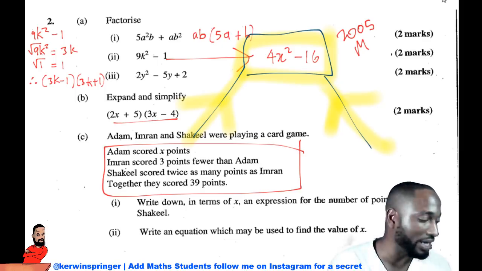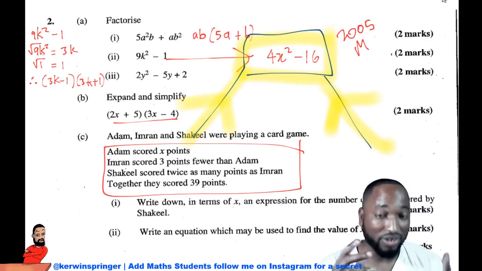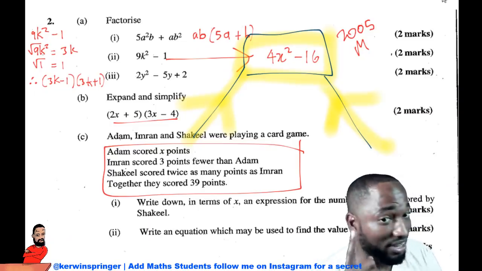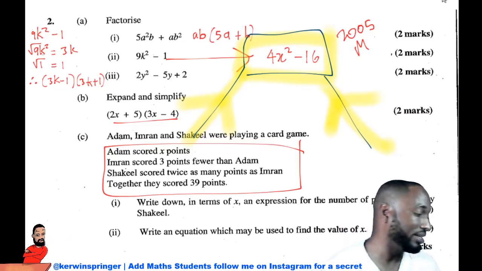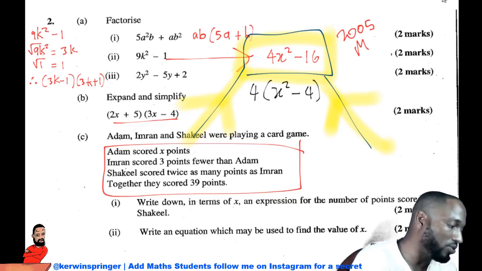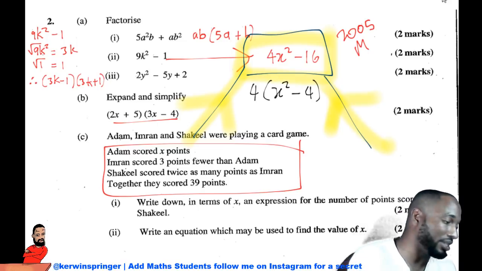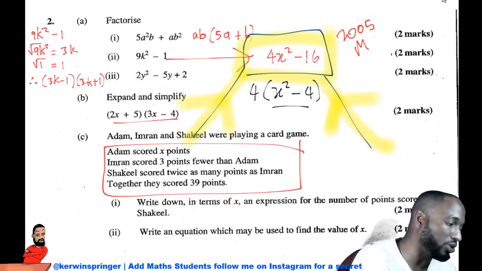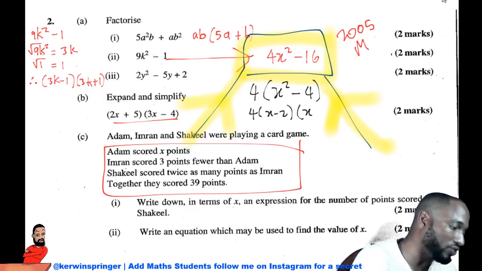So all those who say 2x minus 4 and 2x plus 4, you'd get one of the marks. You wouldn't get the full mark. Looking at a question like this, where you're seeing a common factor, you need to factorize out the 4 first, and you'll get x squared minus 4. 4 by that is x squared, and 4 by 4 is 16. Now you do the difference of two squares with this part here. So it'll be 4 into x minus 2 by x plus 2.